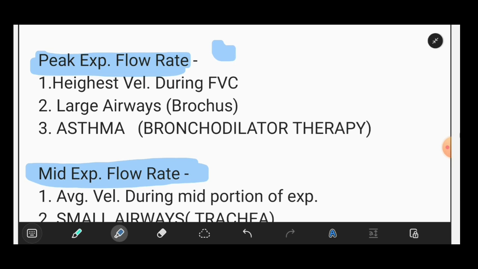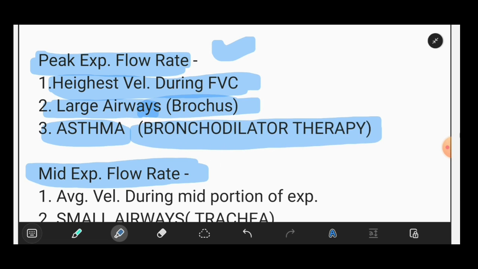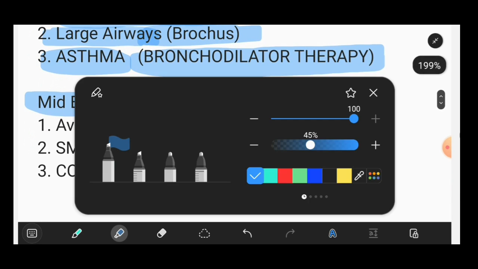So first of all, what is peak expiratory flow rate? It is the highest velocity during the forced vital capacity. When the patient is performing the forced vital capacity, the highest velocity is the peak expiratory flow rate. It is mainly measured in the larger airways like the bronchus. It is very important guys, not for the diagnosis of asthma. In an asthmatic patient, if we want to follow the success of the bronchodilator therapy, then the peak expiratory flow rate is used.